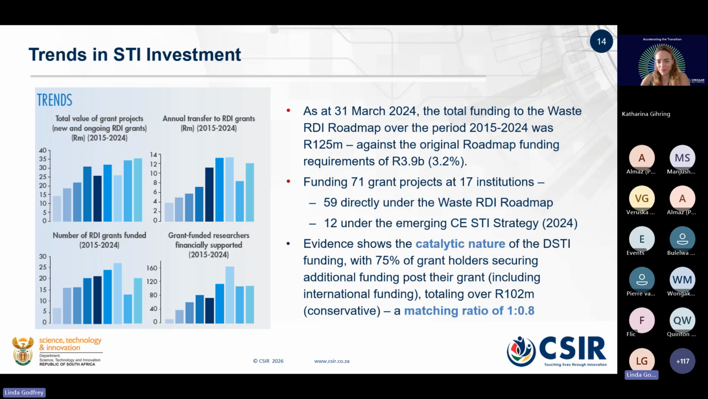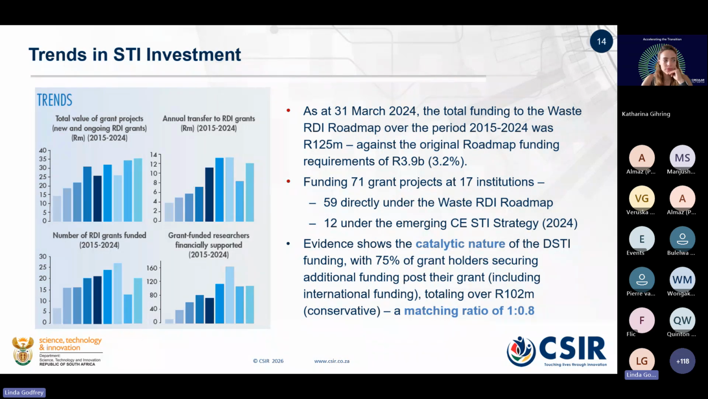And certainly the support and commitment that we've seen from the Department of Science, Technology and Innovation over the last decade. As at the 31st of March 2024, the total funding investment that the DST had made into this program was 125 million. The majority of that has gone into this portfolio of grant projects that you've seen. And while it was only a small fraction of the original funding ask of the roadmap, around about 3.2%, I do believe that we've been able to achieve meaningful impact. And again, I'll touch on some of that through this investment that has been made.